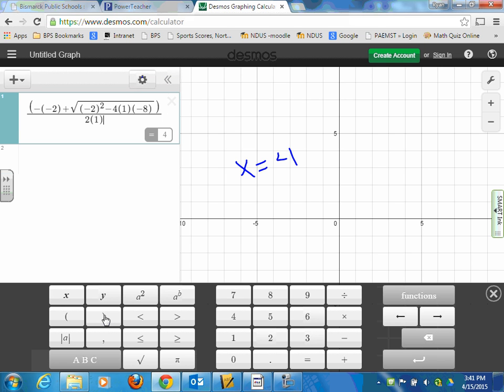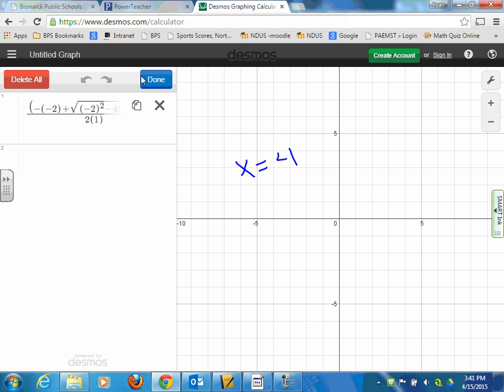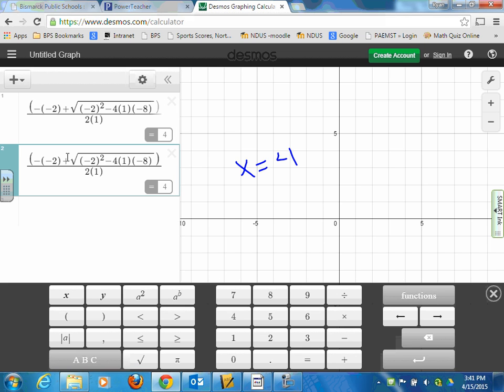Now, when you click on the tools, you see there's two pieces of paper. That's your copy button. So I'll hit the copy button. And notice how another one appears underneath. So I'll click on that one. All I have to do is change that from a plus sign to a minus sign.